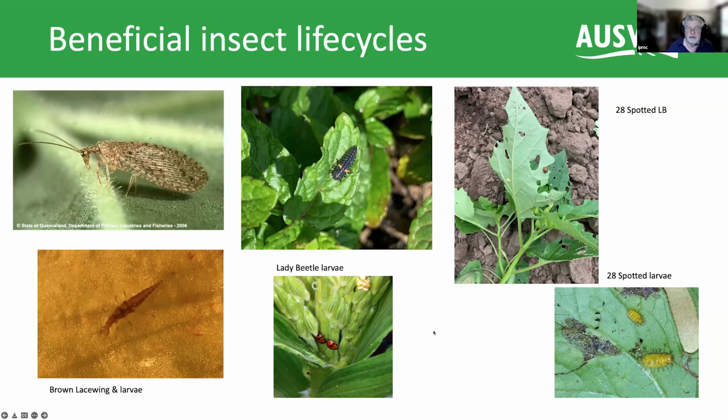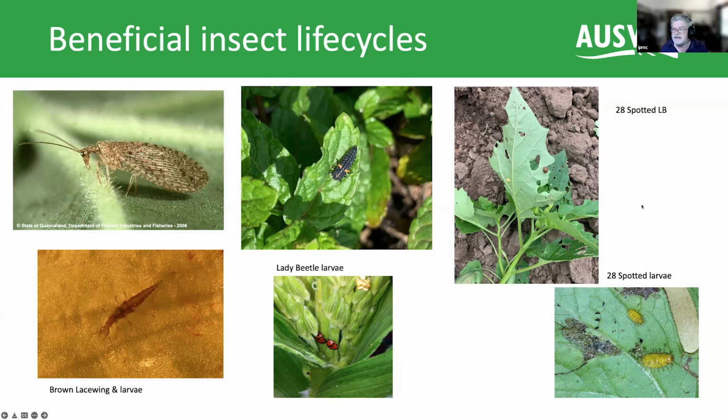Lady beetles also, we're very familiar with the adult lady beetles that we find in the crops, but their larvae look very different from the adult, as you can see in that one above there. But again, you want to be able to identify the larvae because they are just as effective as the adults at feeding on pest insects.